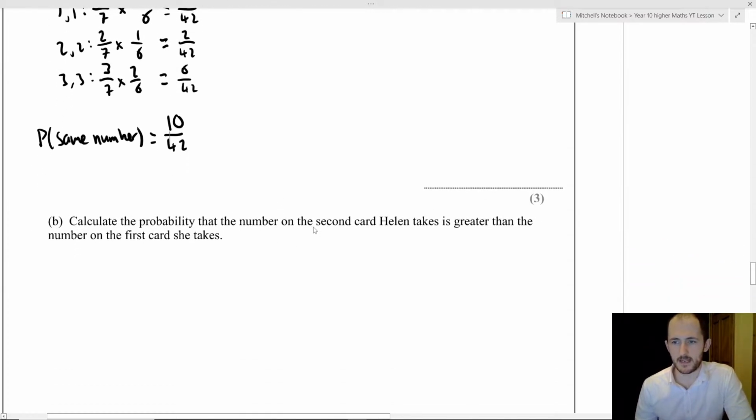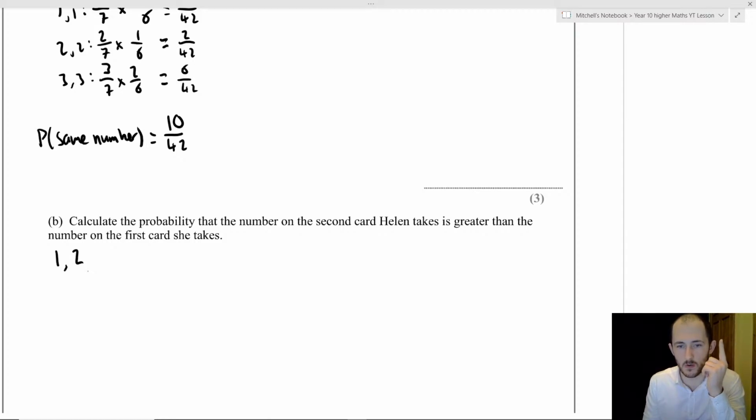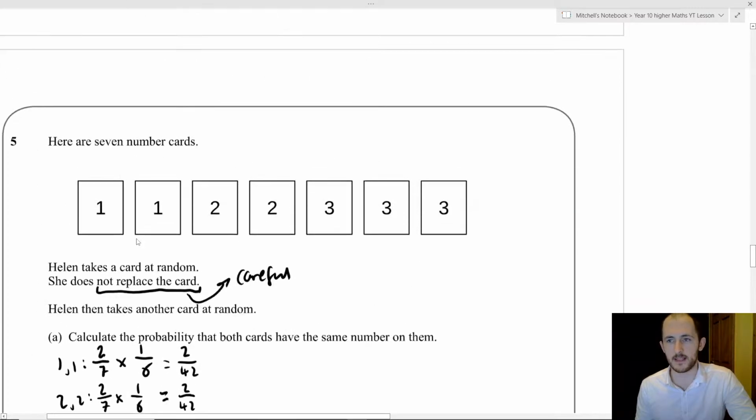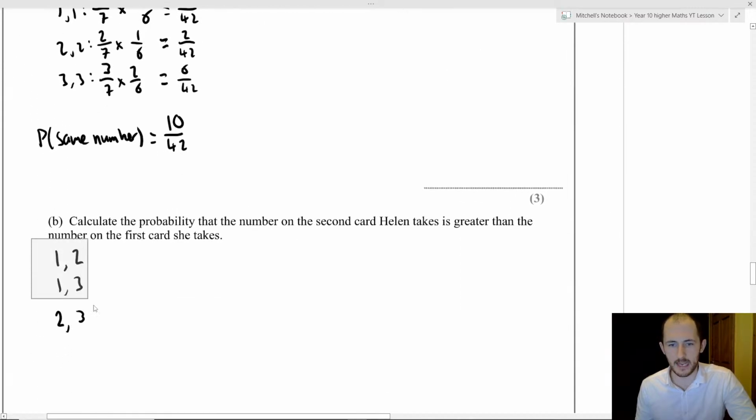So calculate probability. Okay, so we have a bunch of different combinations, okay? So either, if she picks a 1 first, then the second card must be greater than 1. So it can either be a 2 or it can be a 3. Okay? If she picks a 2, then the second number has to be a 3. And she can't have picked a 3, right? Because if she picks a 3, there's no number bigger than 3. Is that okay for the 3 combinations we have? Are there any questions about that?